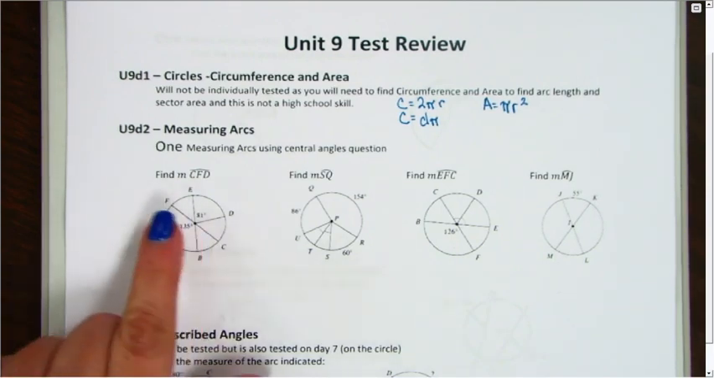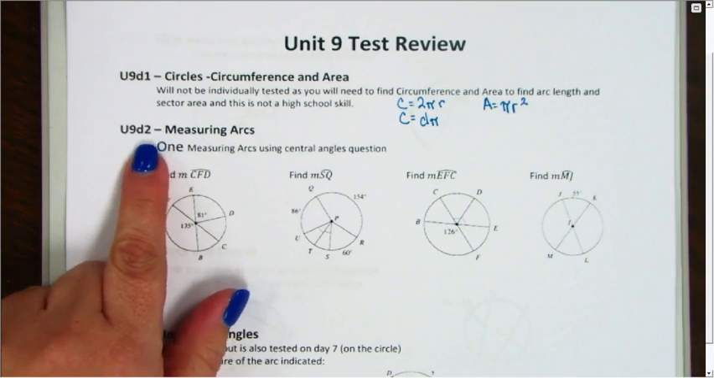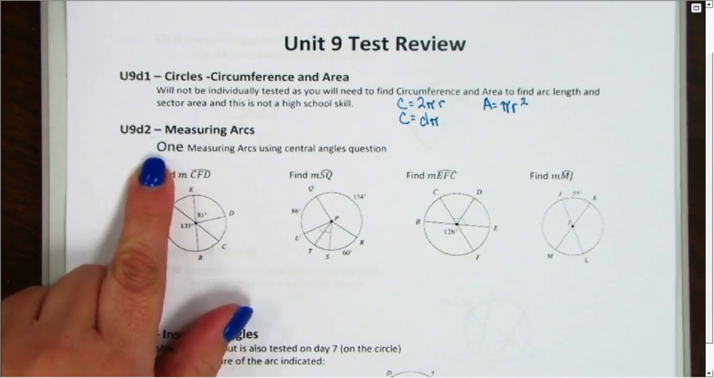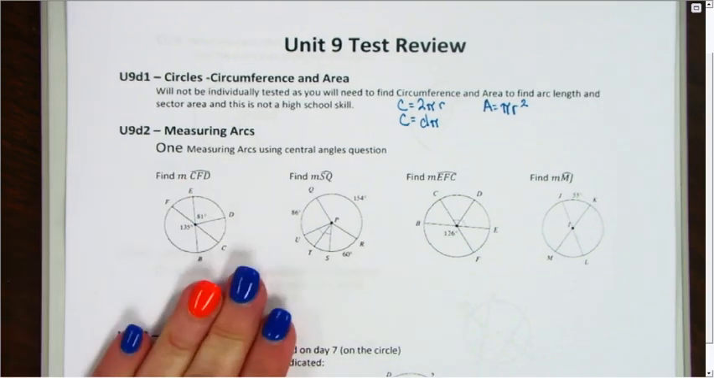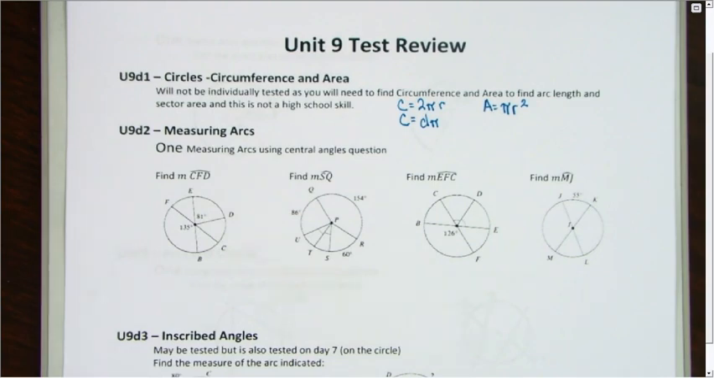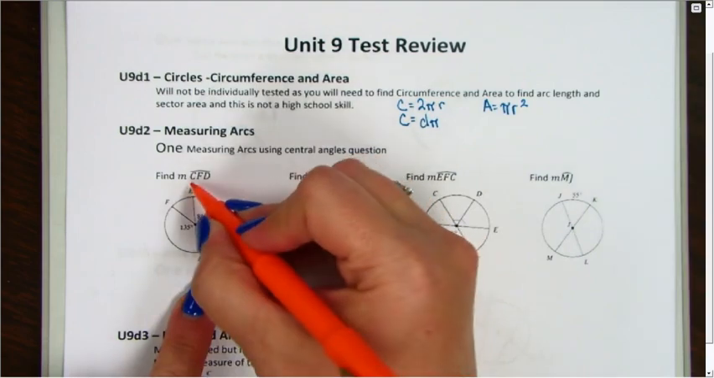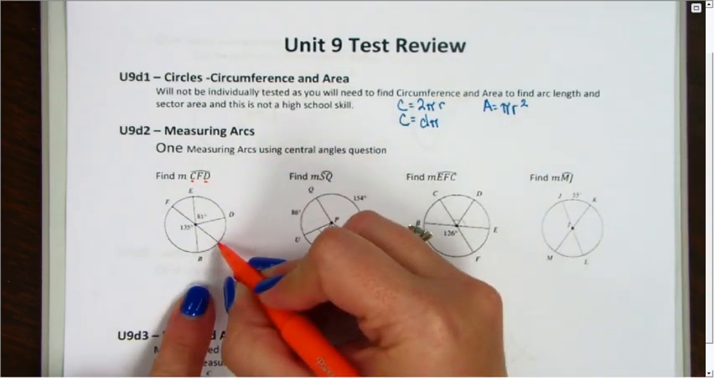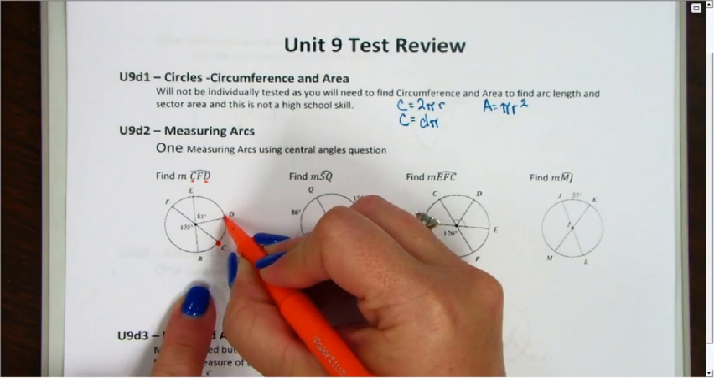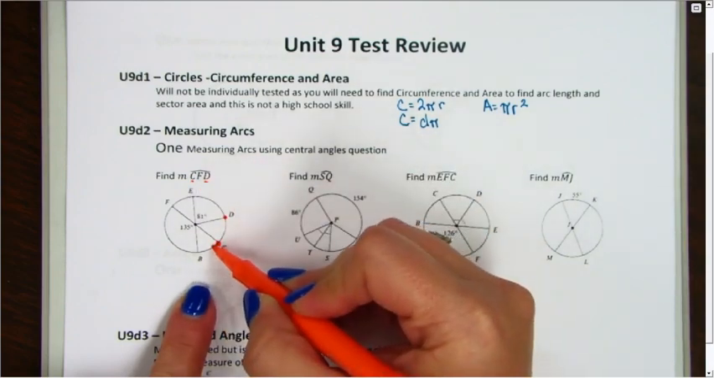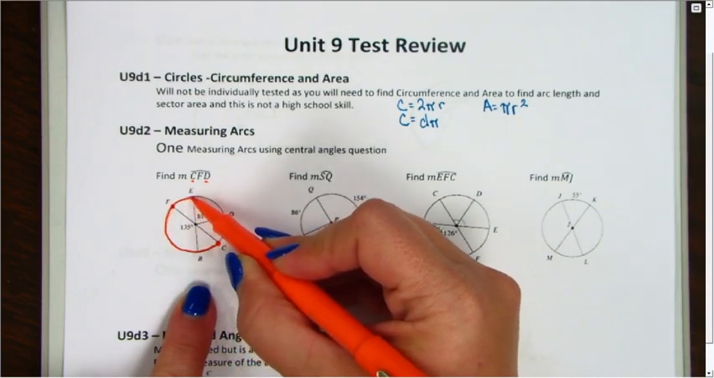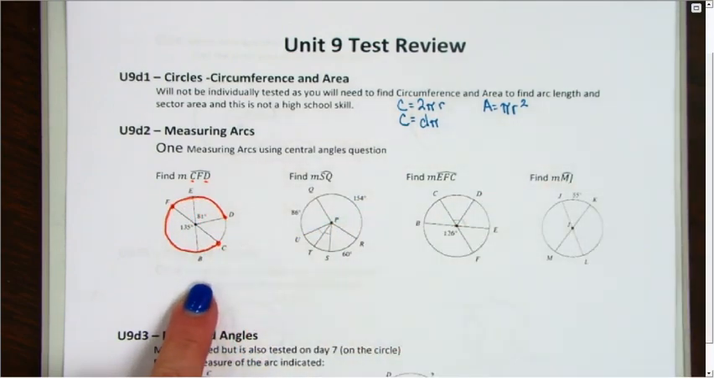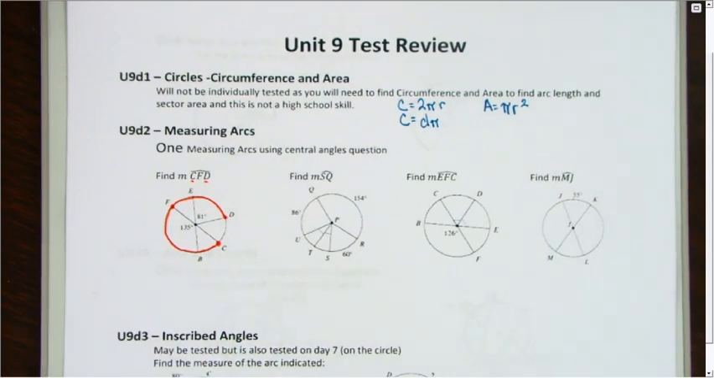The first thing that will be tested on the test will be from Unit 9, Day 2, measuring arcs. You will have one measuring arcs using central angles question. We have 4 examples here. When we look at the first one, to find the measure of arc CFD, the first letter and the last letter tell you where to start and where to end. The middle letter tells me I have to go around and include point F inside the arc. So that is the arc I'm looking for in this problem.